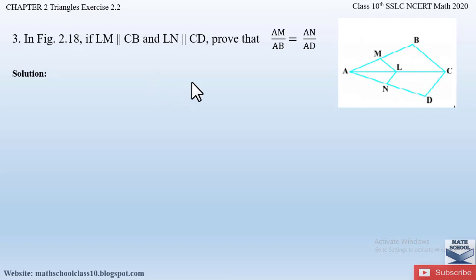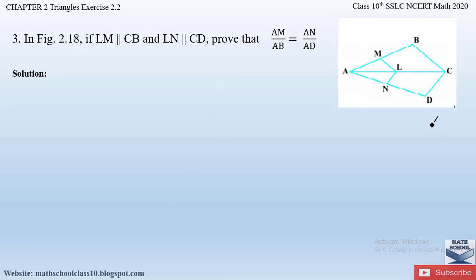To solve these kinds of problems, first we have to thoroughly learn theorem 2.1 and 2.2 and also its corollary. Then you will understand which theorem to apply to which question. So here we will be applying the corollary of the basic proportionality theorem. First of all, let us recall the basic proportionality theorem and its corollary.